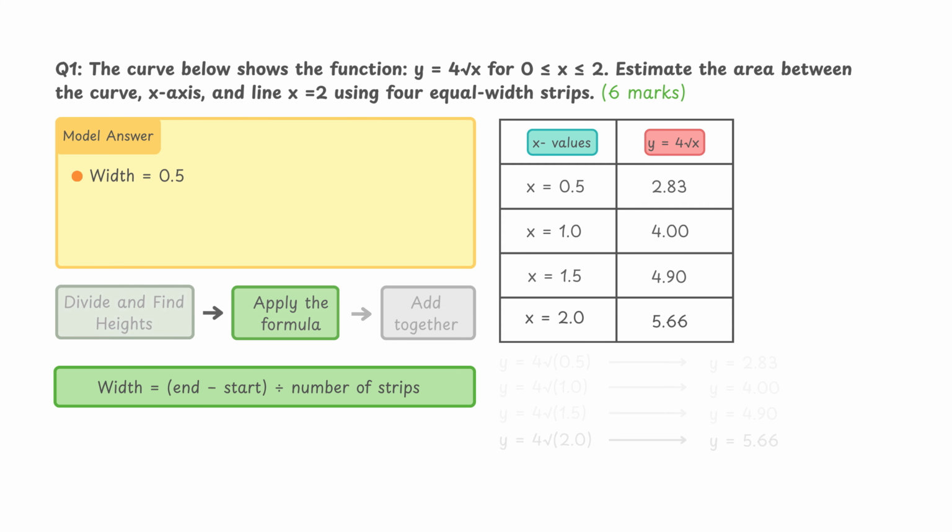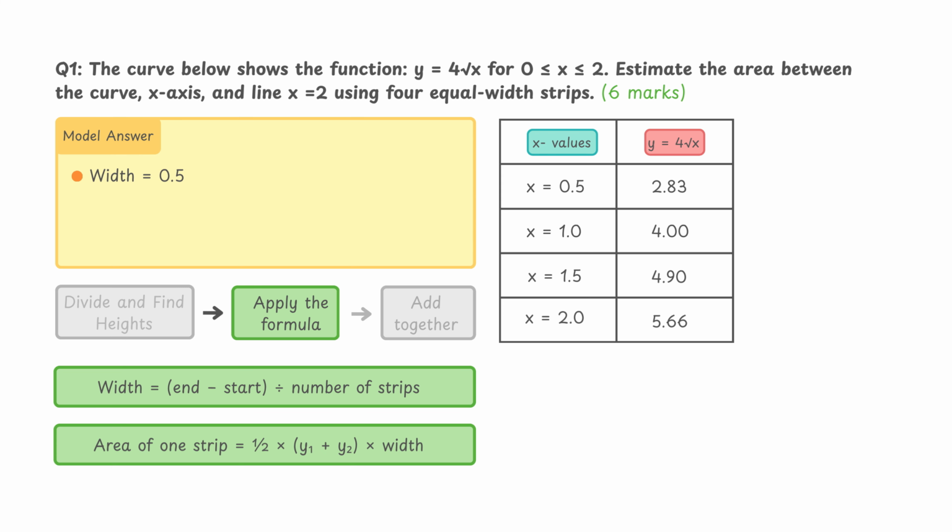Now we move to the next step, applying the trapezium rule. Remember the formula, area equals 1/2 multiplied by (y1 plus y2) multiplied by the width, and our width is 0.5. Let's calculate each trapezium area. First strip, from 0 to 0.5, 1/2 multiplied by (0 plus 2.83) multiplied by 0.5, which gives 0.7075. This earns 1 mark.